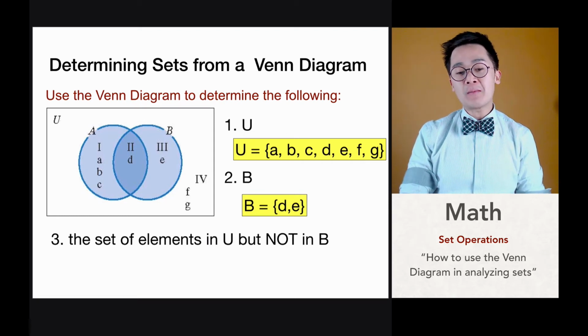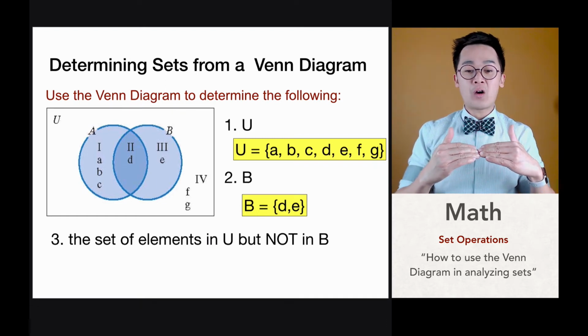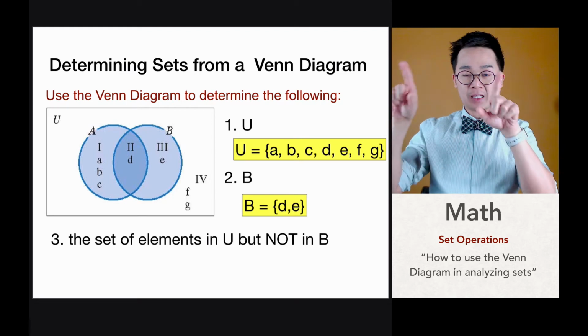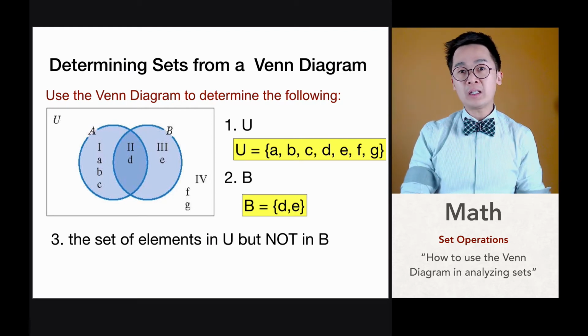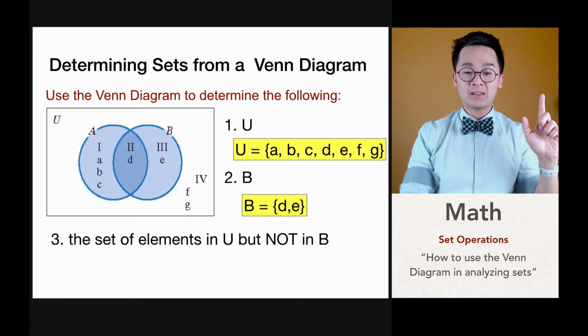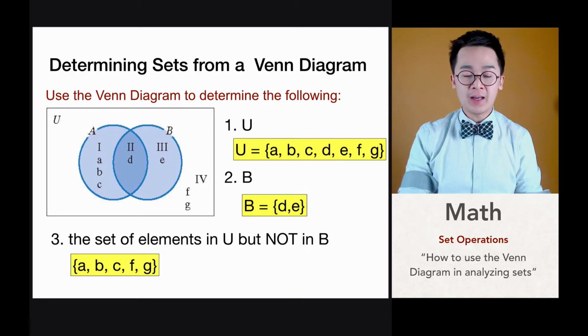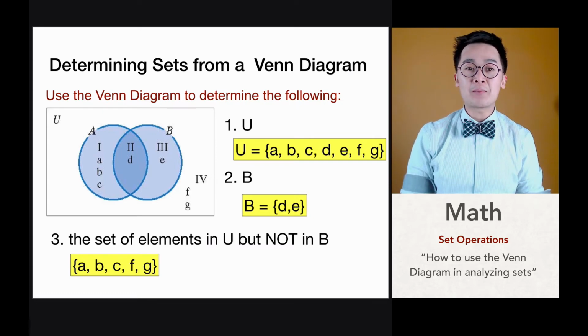And if we're going to determine the set of elements in the union set, but not found inside set B, that means we're only looking at A, B, C, and the outside elements, which are F and G. So our third group of elements, which is the elements in U but not in B, would be A, B, C, F, and G. So this is how we look into the Venn diagram and identify some distinct elements in a specific subset.